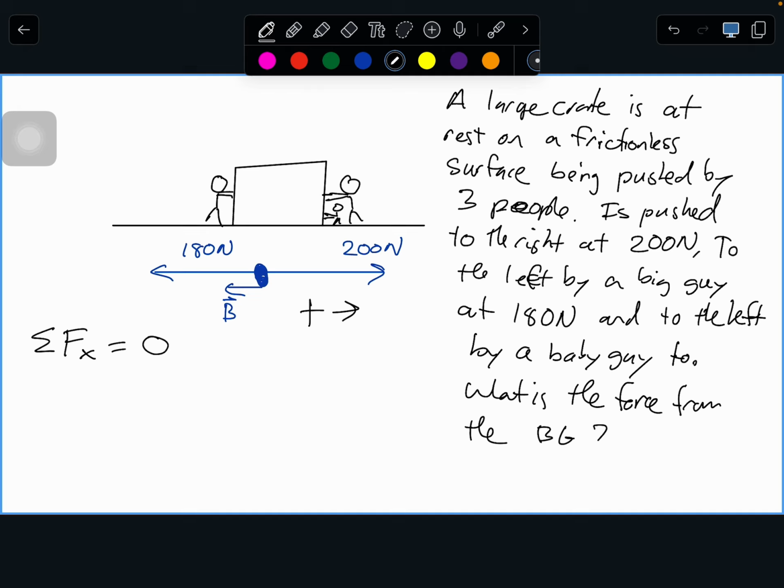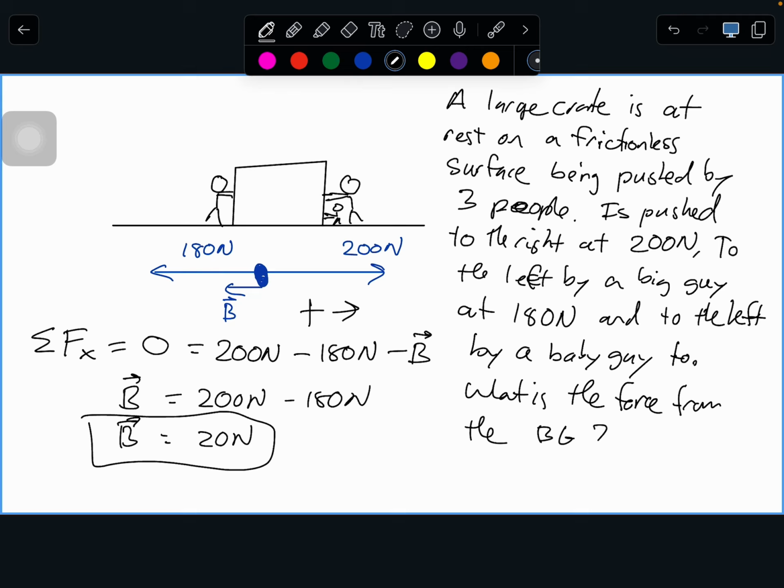That's a convention. All right, so I'm going to call that 200 newtons minus 180 newtons minus the force from the baby guy. Now I'm going to move my B to the other side. That force from the baby guy is 200 newtons minus 180 newtons. And the force on that baby guy is 20 newtons. Boom, there it is. So there it is, equilibrium. Simple enough. It gets a little bit more difficult as we go along. Okay, so that's your basic force in the x direction, force in the y direction.